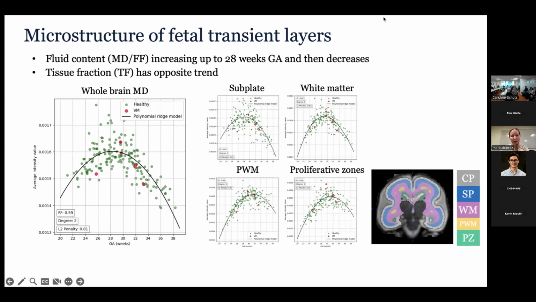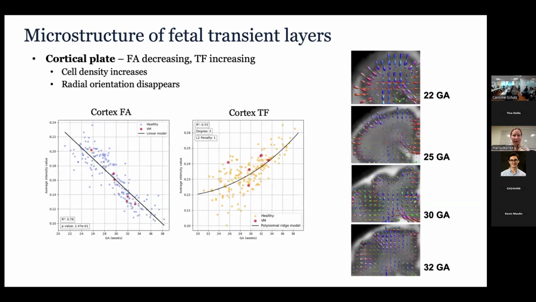And then it was interesting to look at the cortical plate, where we see FA going down, but tissue fraction going up. And I think the probable explanation is that FA goes down because we are losing this radial orientation, but the tissue is probably getting denser and has less water. So this shows nicely that these two things don't show us the same tissue property.